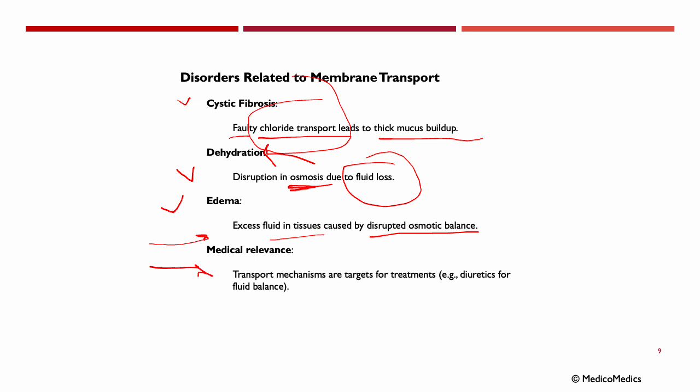Now, transport mechanisms are targets for treatment. For example, we have something called diuretics for fluid balance. If we want to flush out a lot of fluid in our body, we use diuretics. So when transport systems fail, the body struggles to stay balanced, leading to the development of diseases.